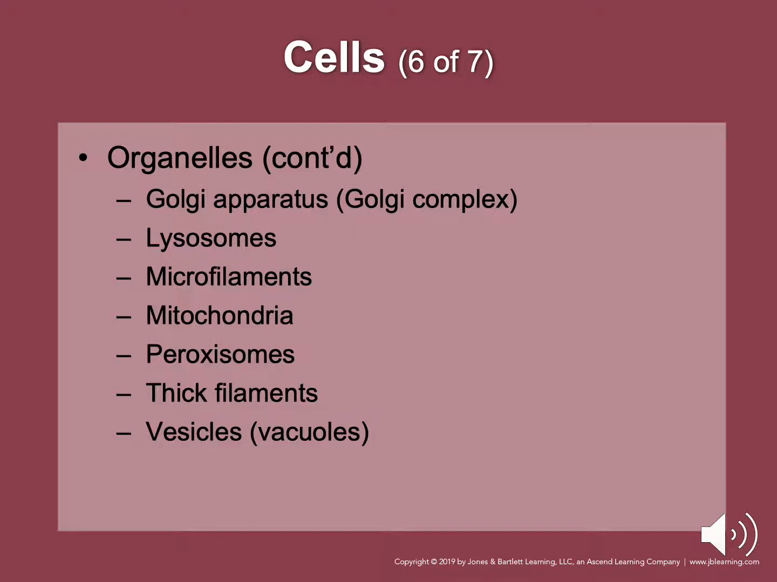Lysosomes dispose of cell waste using enzymes to break down nutrients and foreign particles. Microfilaments, composed of the proteins actin and myosin, provide cell movement and contraction via interaction with actin and myosin. The mitochondria, the powerhouse of the cell, have double membranes. The outer mitochondrial membrane is smooth. The inner mitochondrial membrane has a series of folds called cristae, and the central fluid-filled cavity is called the matrix.